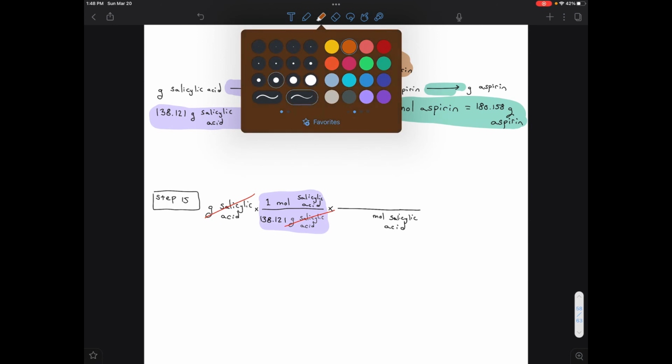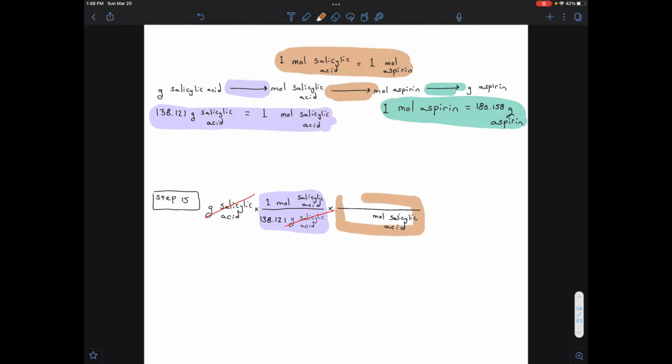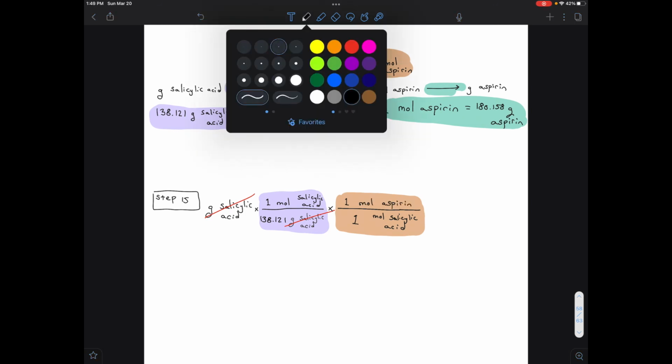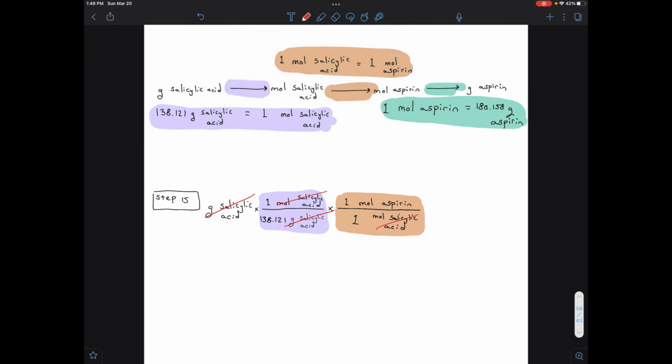So we're going to fill in this second fraction with our second conversion factor. Next to moles of salicylic acid, we'll go 1. Going over the fraction bar is like going across the equal sign, so on top of the fraction we'll have 1 mole of aspirin. Notice how moles of salicylic acid cancel out. We're left with moles of aspirin, but that's not exactly what we want. We want grams of aspirin. We want to know how much aspirin we could have made with this amount of starting salicylic acid.